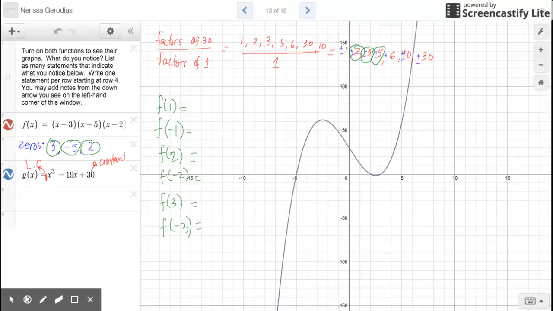In the past, we also looked at how the sign changes. See here, there's a sign change from positive to negative, and then from negative to positive. So that means there are two sign changes, meaning there should be two zeros that are positive. Knowing that will help us determine which numbers to try to give us the zeros.